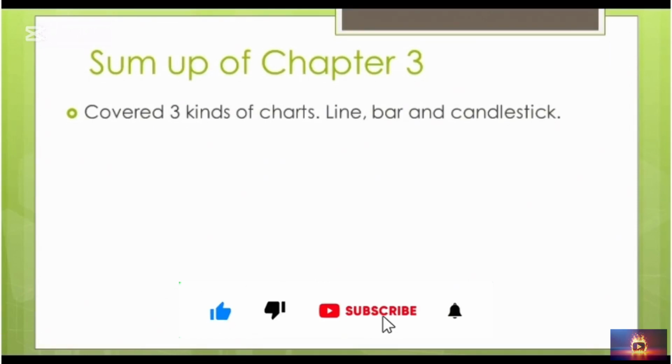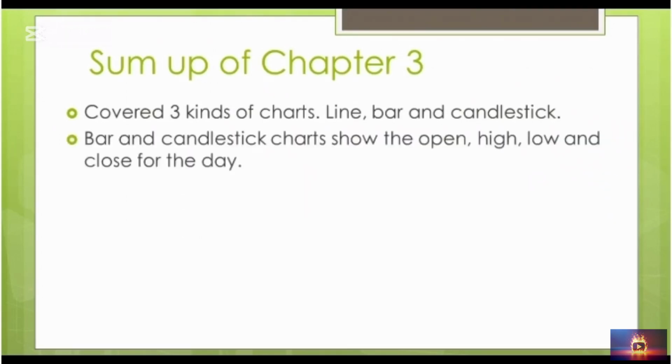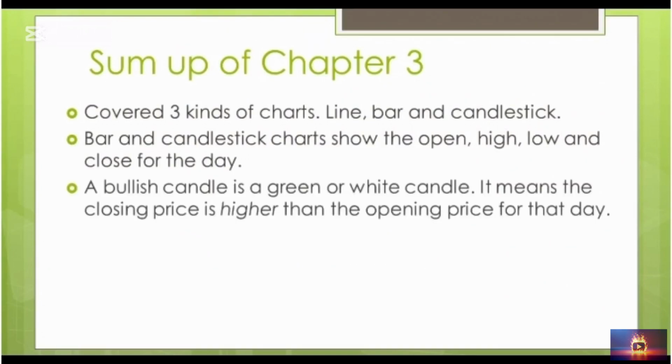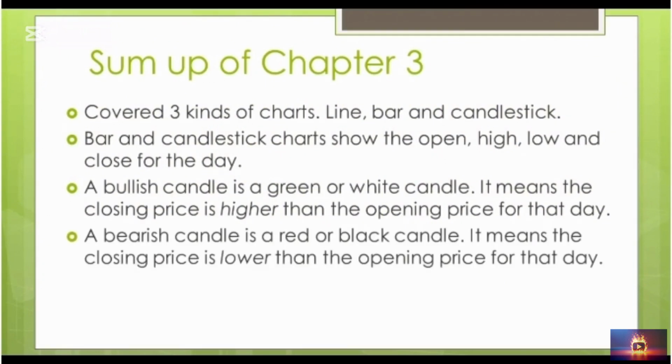So to do a summary of chapter 3, in this lesson we've covered 3 kinds of chart: the line chart, the bar chart, and the candlestick chart. We've also seen how the bar and candlestick chart shows you the opening, highest, lowest, and closing prices for the day. We've learned that a bullish candle can be represented by a green or white candle, and a bullish candle means that the stock closed higher than the price it opened at for the day. For a bearish candle, it is normally represented in a red or black candle, and a bearish candle just means that the stock closed lower than the price it opened at for the day.